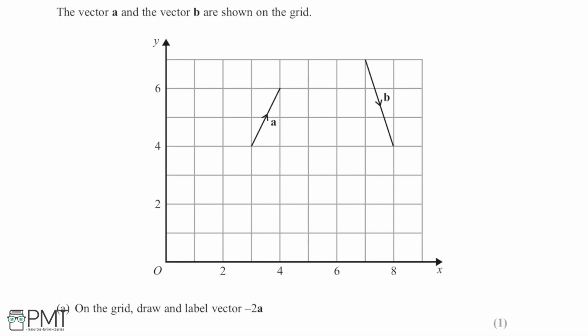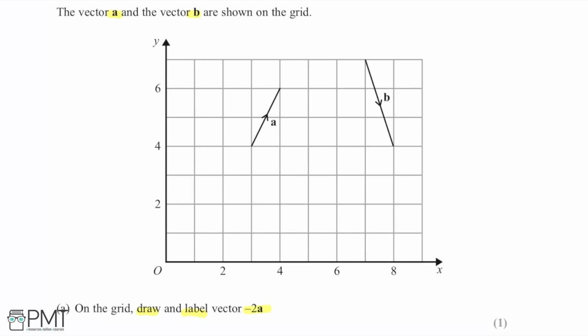So here we have the vector A and the vector B, which are shown on the grid. We have a kind of graph set up with the x-axis here and the y-axis here. And then we have the two vectors, so this vector A going in this direction and the vector B going in this direction here. And we're asked to, on the grid, draw and label the vector of -2a.